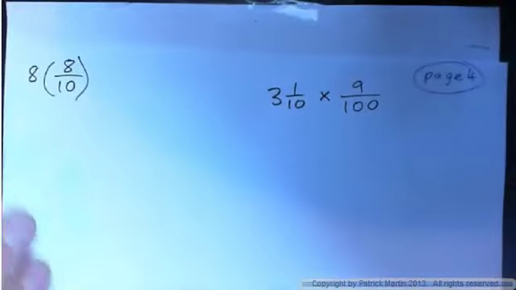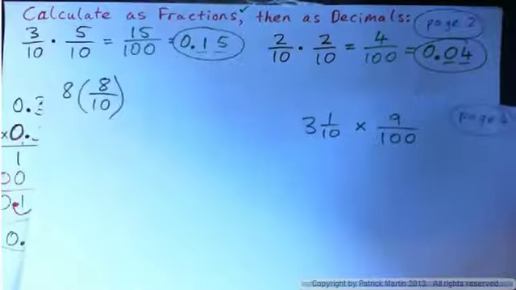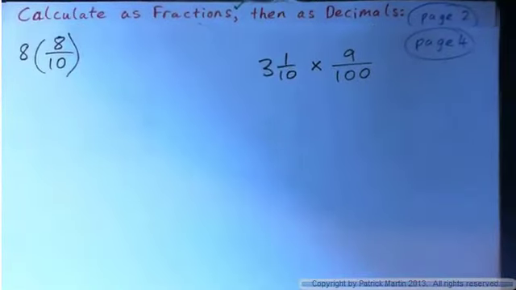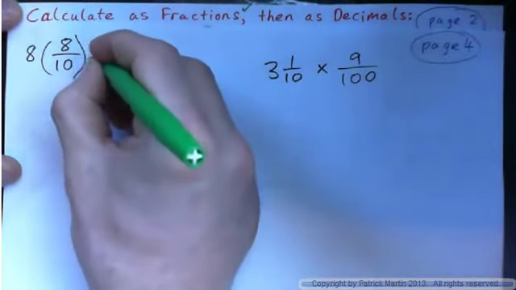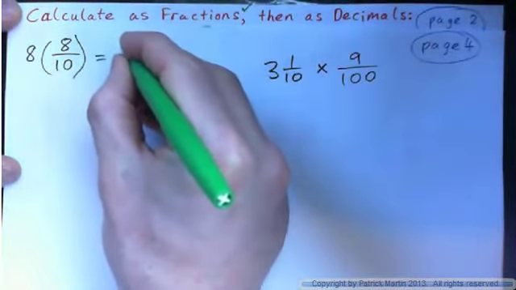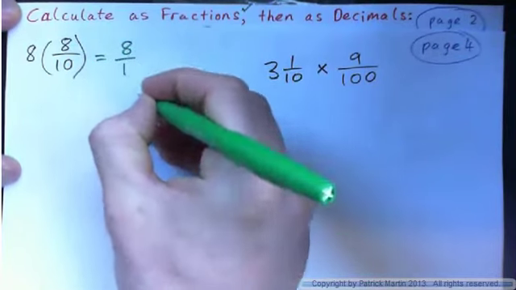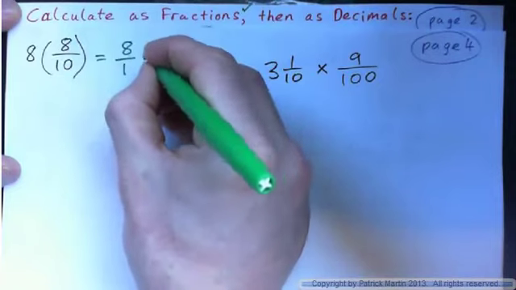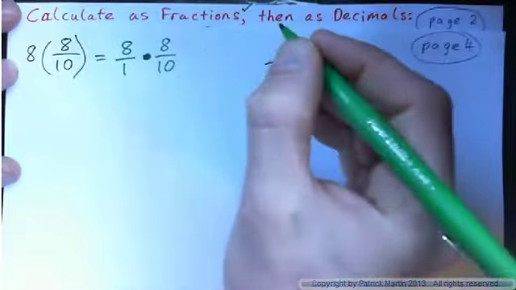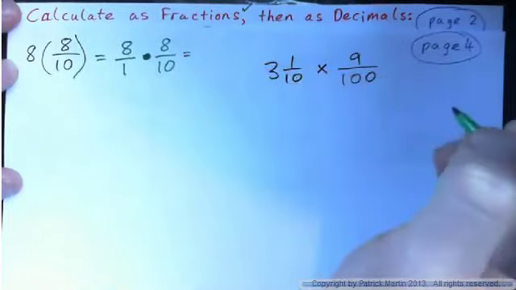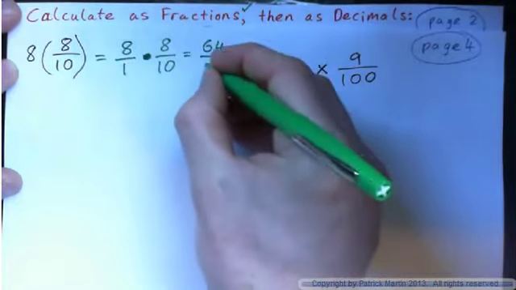Okay, page 4. Same thing again, we're going to calculate as fractions and then as decimals. Okay, so 8 times 8 tenths. If I was to calculate this as fractions, write 8 as a fraction. 8 as a fraction is 8 over 1. Yep. And then it's been multiplied by 8 over 10. And what does that give? 8 times 8? 64. 1 times 10? 10.